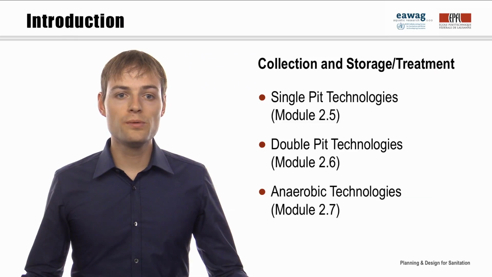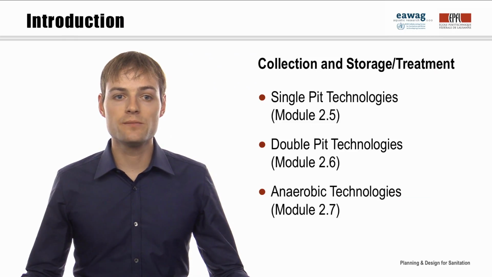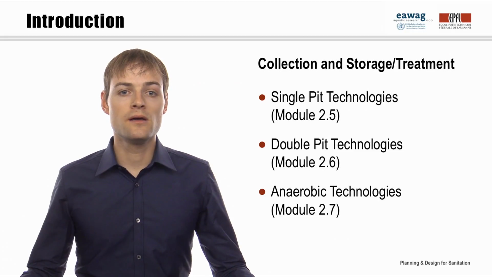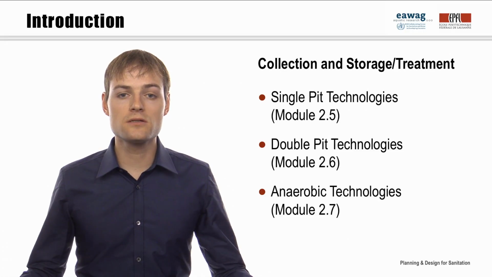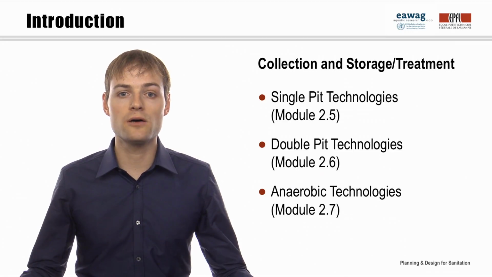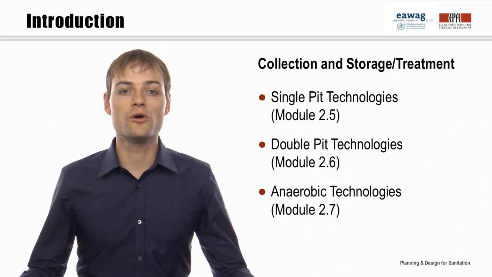The functional group Collection and Storage/Treatment describes the ways of collecting, storing, and sometimes treating the products generated at the user interface. The treatment provided by these technologies is often a function of storage and is usually passive without requiring energy input. Products that emanate from these technologies often require subsequent treatment before use or disposal.